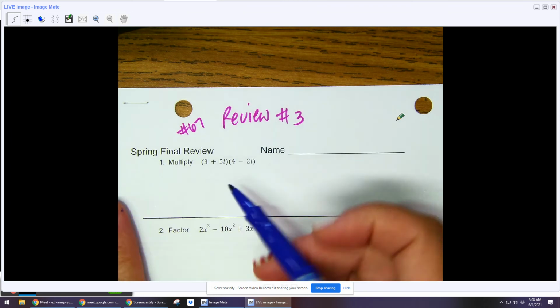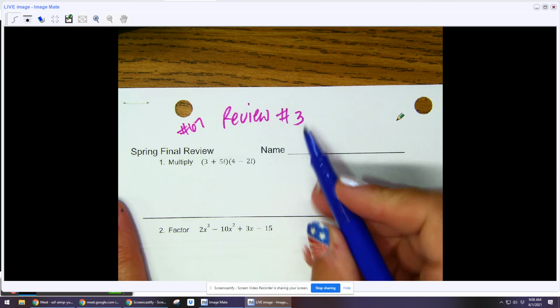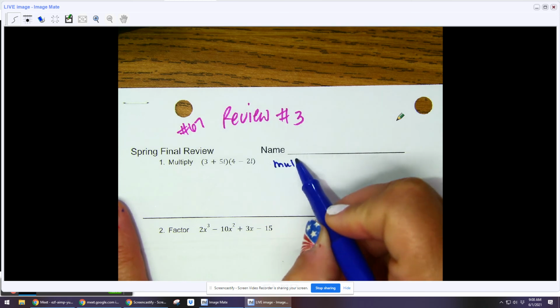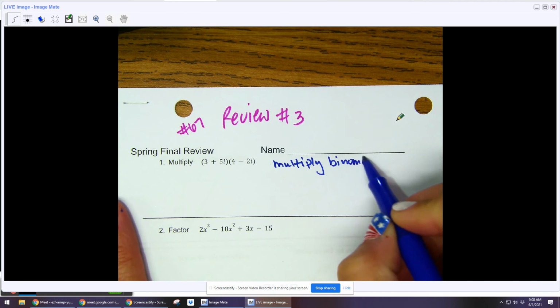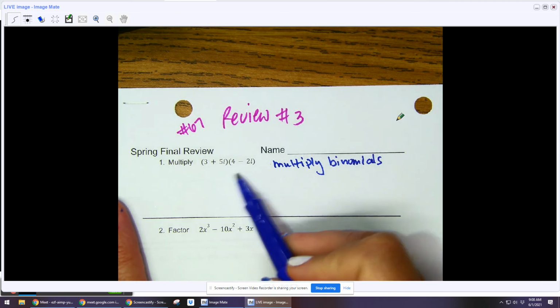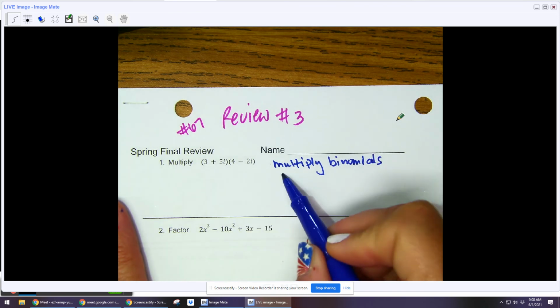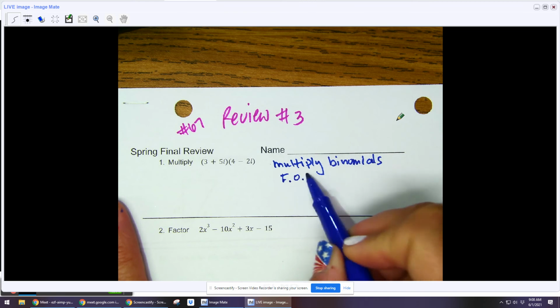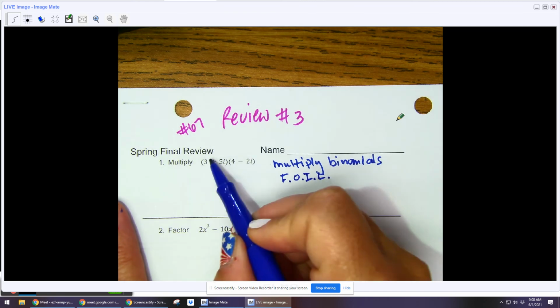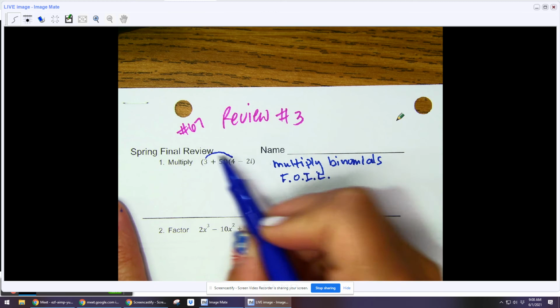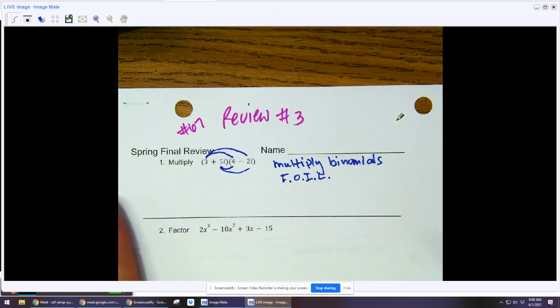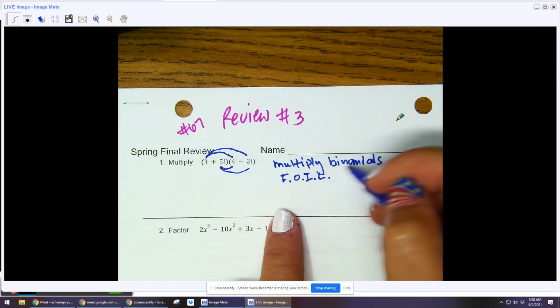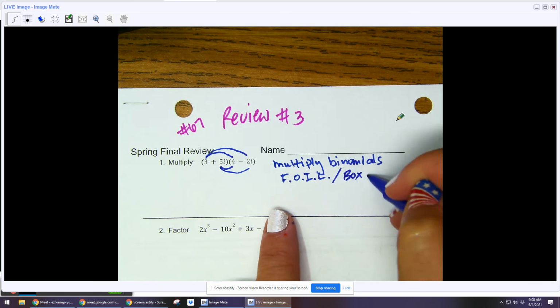Okay, anytime we see two binomials, and we're being asked to multiply binomials, we reviewed a couple methods for doing this. One method was the FOIL method, first, outer, inner, last, and it's when we went first times first, outer times outer, inner times inner, last times last. And then there was also another method called the box method.